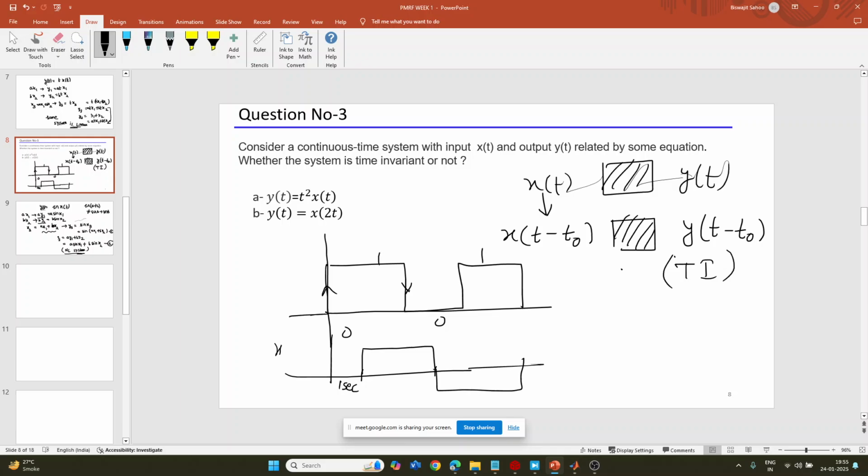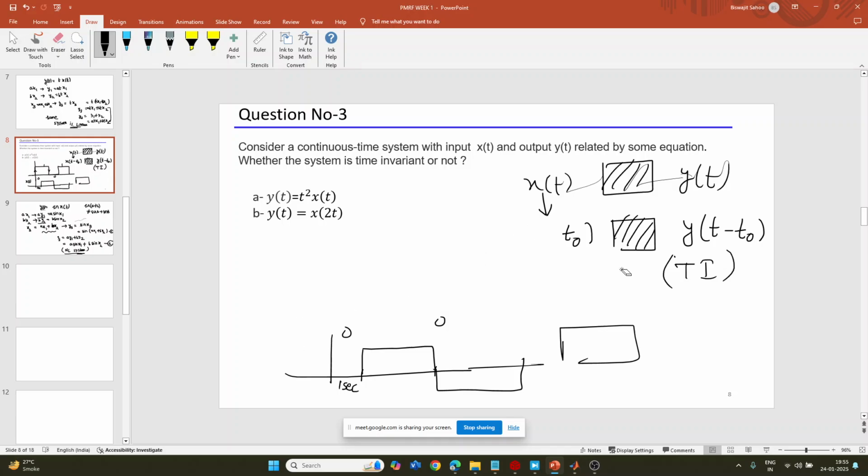If the system input is like that, and you get an output of the same type with the same delay, you are delaying your input by 1 second. If in the output also a 1 second delay is coming, then the system is a time invariant system. So based on that, now I am going to solve this type of questions.